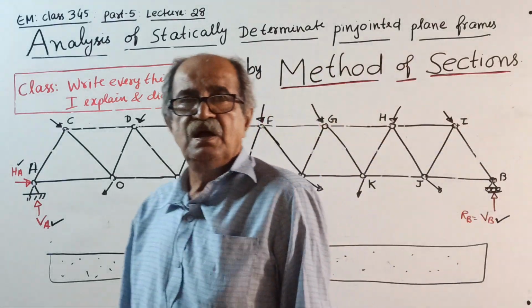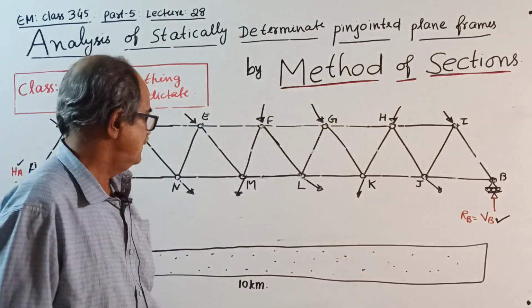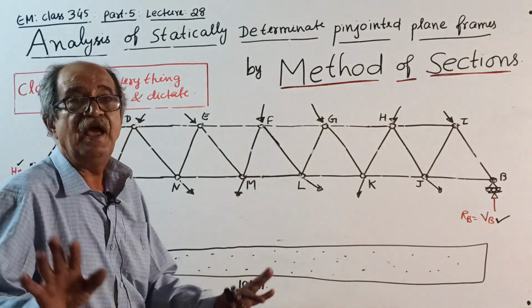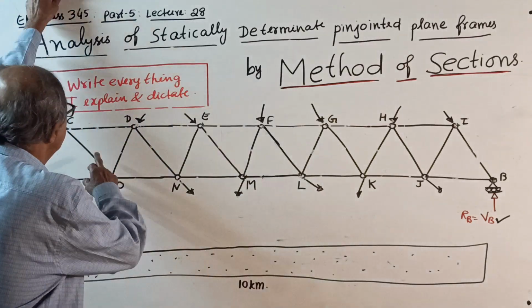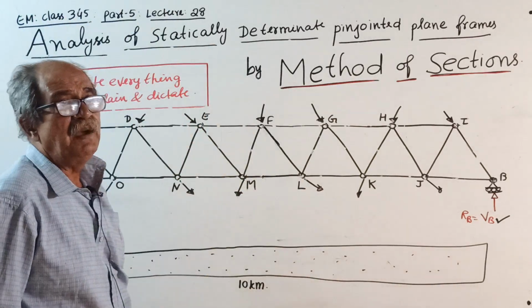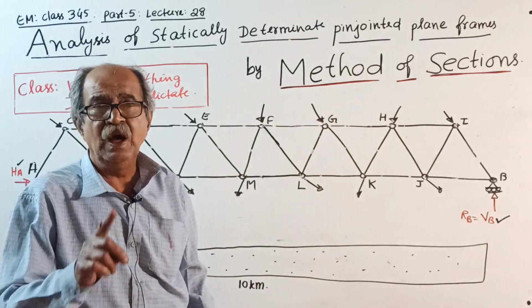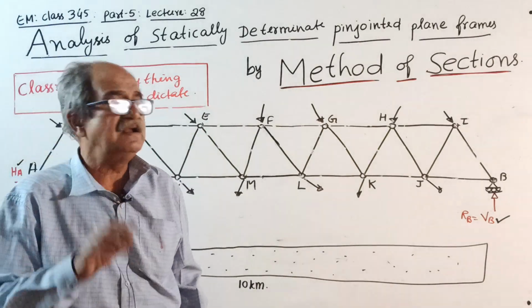Okay. Now come to method of sections. You can see what is the 10 kilometer. Some practical example, I'll tell you later. I removed everything, see. So I told you method of joint, what to do. Now, again some note you have to write.